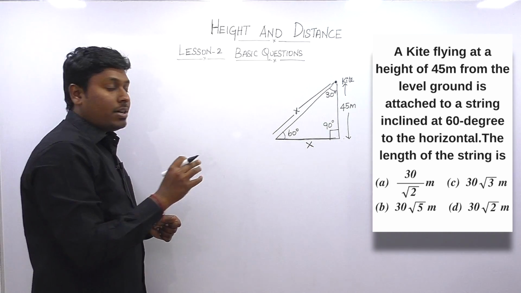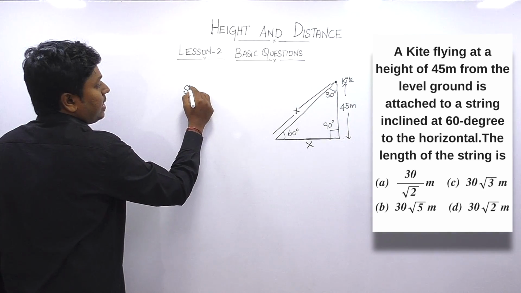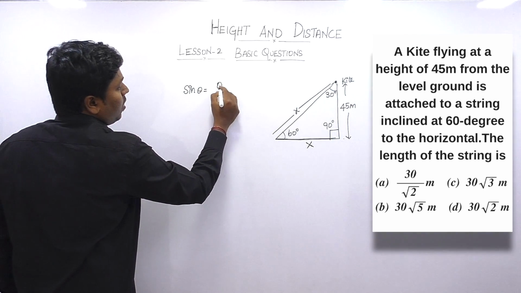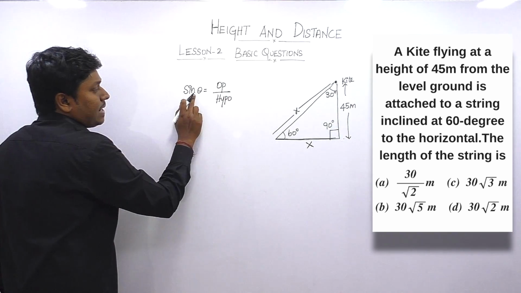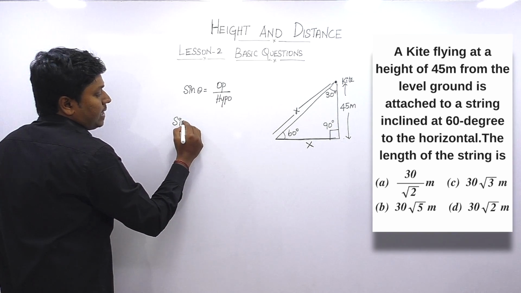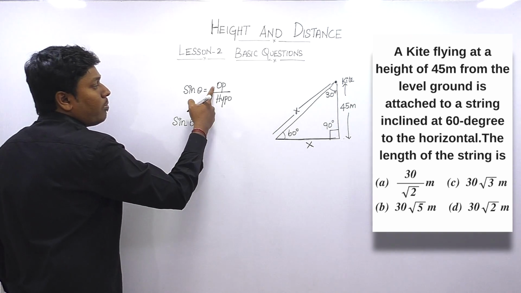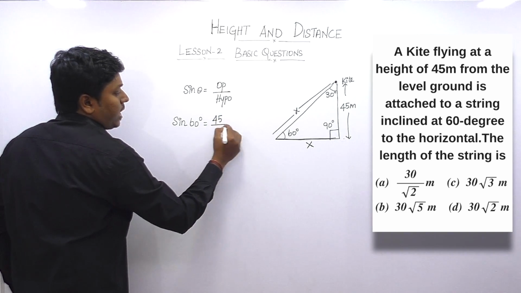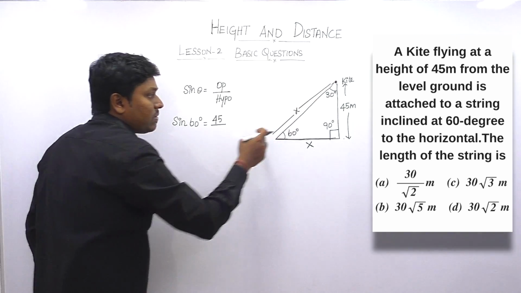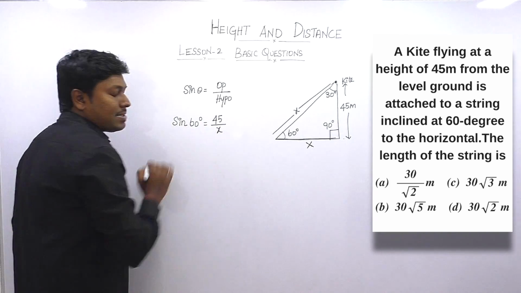So the only formula that has hypotenuse and opposite is sine theta. So sine theta is equal to opposite divided by hypotenuse. So here sine of theta, where theta will be 60 degree, so sine 60 degree is equal to opposite. Opposite will be 45 meter, divided by hypotenuse. Hypotenuse will be the length of the string, which is our target to find. So let me keep hypotenuse as x.